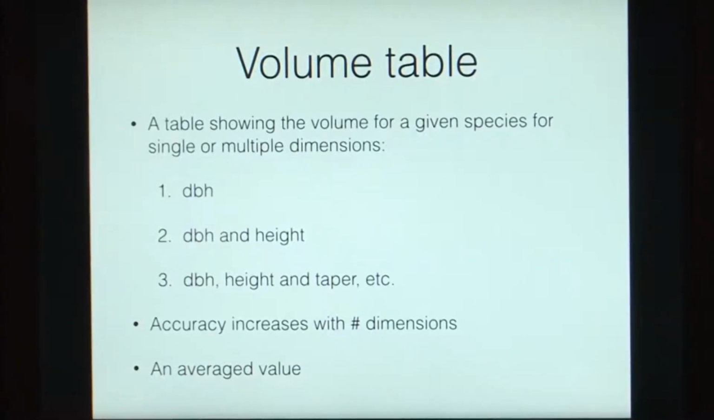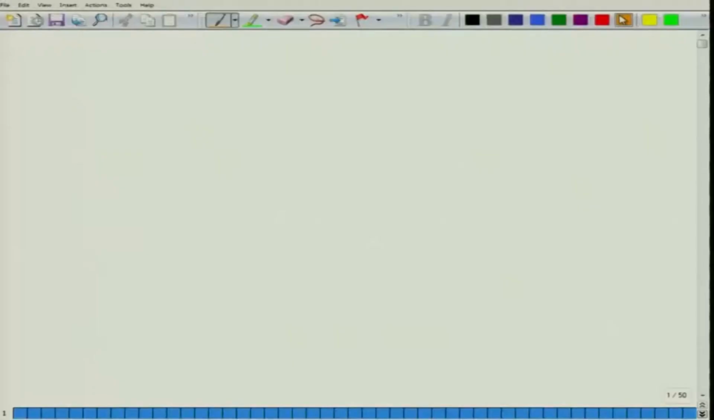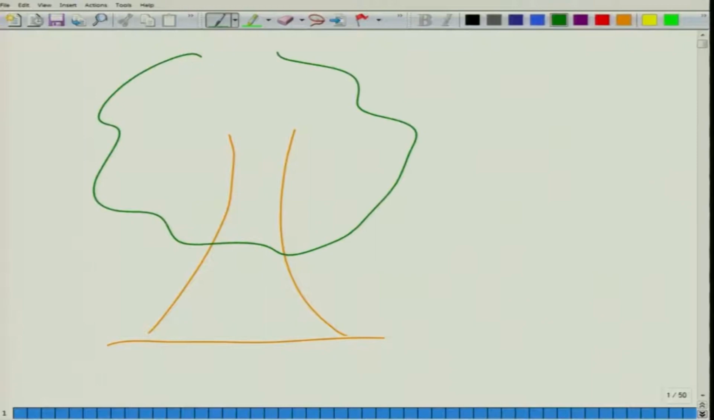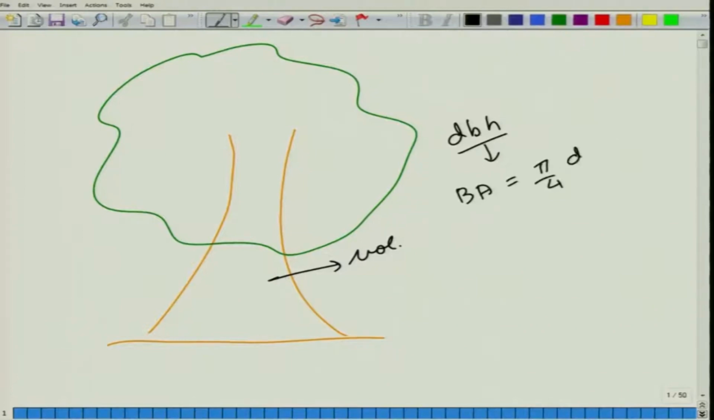So, essentially, as we have seen in this course, if you have a tree and you are interested in knowing the volume. So, we know how to measure the DBH. If we know the DBH, then we can find out the basal area, that is given by pi by 4 into d square, if DBH is written as d. What is the volume of the cylinder?